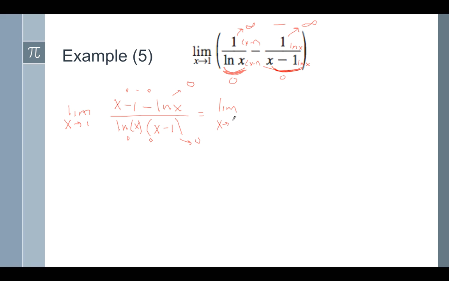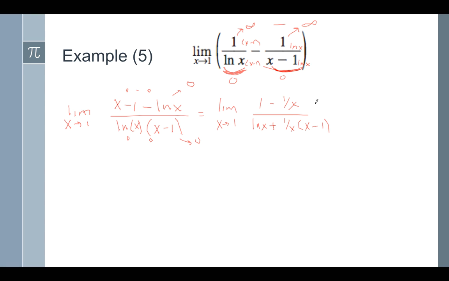Limit as x approaches 1 of the derivative of the numerator, which will be 1. The minus 1 goes to 0, and the minus natural log goes to minus 1 over x. All over, oh man, it's a product, so I have to do the product rule. The derivative of x minus 1 is 1, so I get natural log of x plus the derivative of natural log of x, which is 1 over x, times x minus 1.